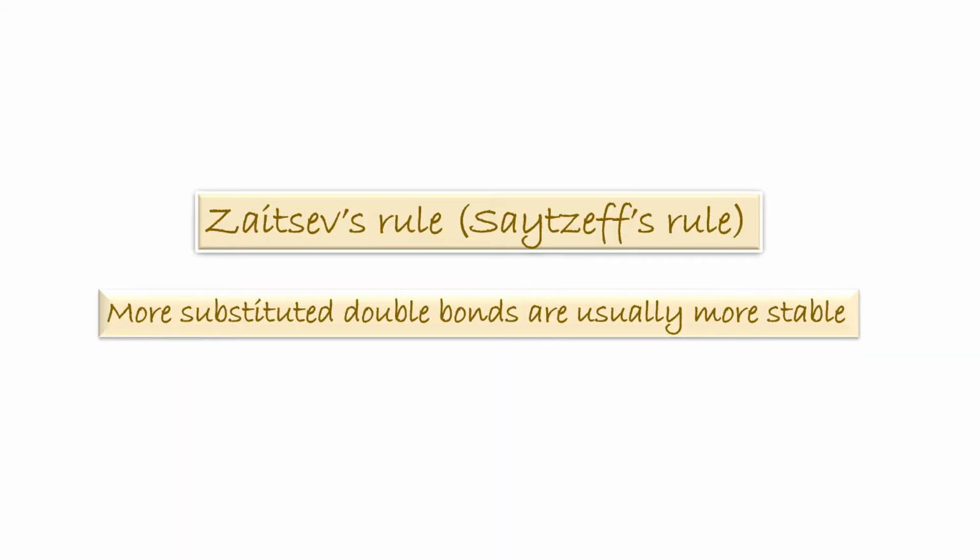Zaitsev rule: more substituted double bonds are usually more stable. That is Zaitsev rule. You can see it in literature written this way or that way. It's Russian name anyway.